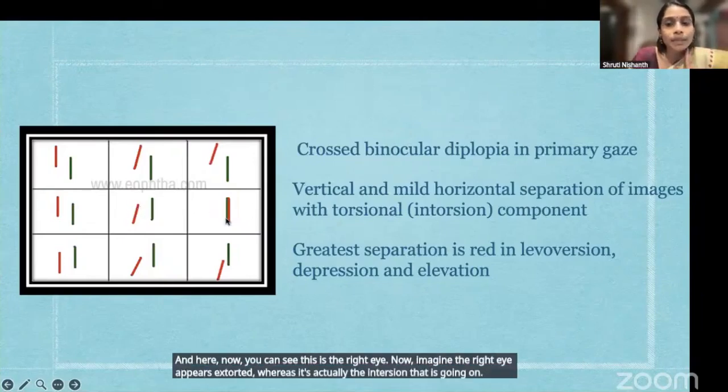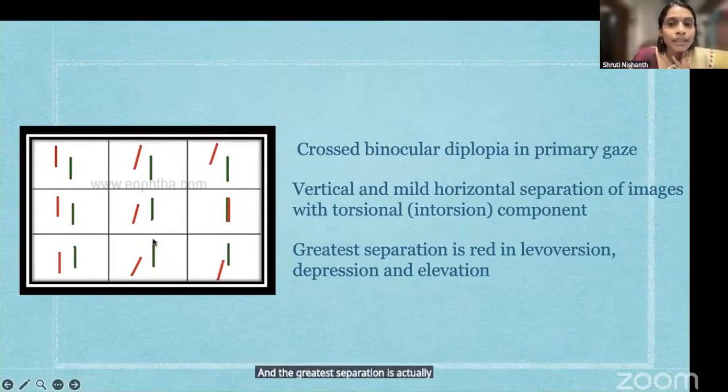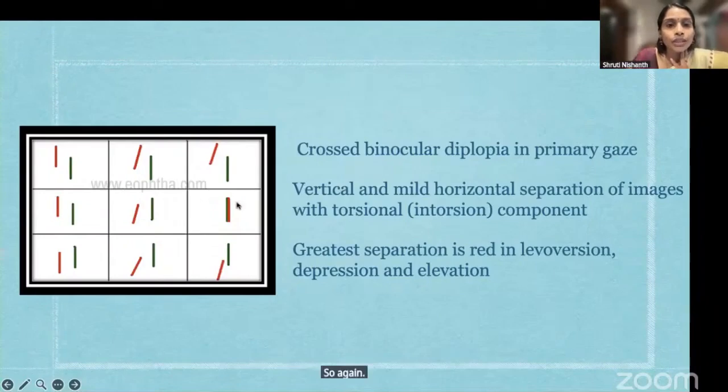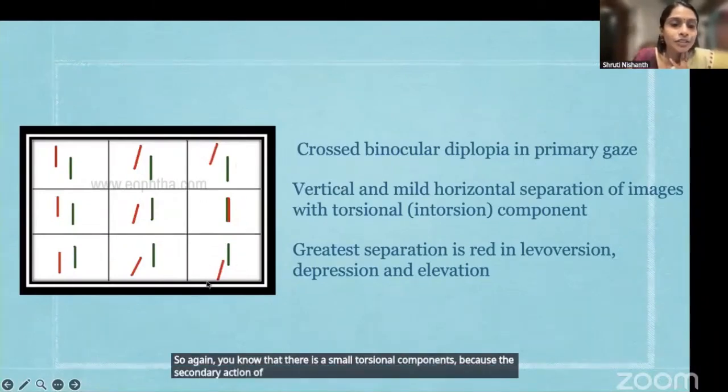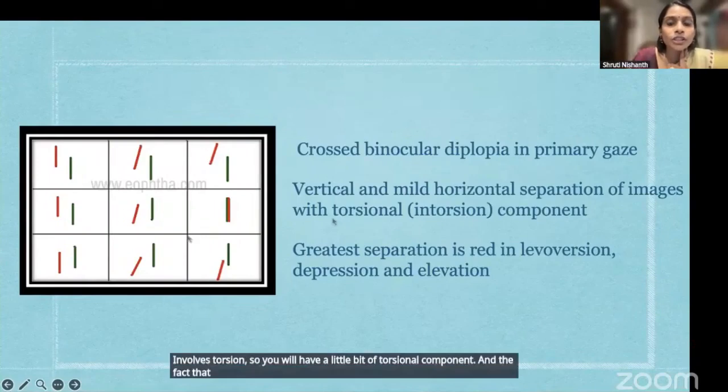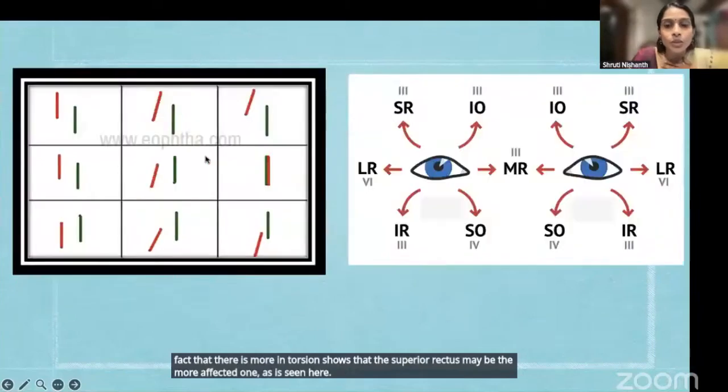And the greatest separation is actually happening in the red area, which is the right eye in levoversion, which is the adduction mode, and elevation and depression. So again, you know that there is a small torsional component because the secondary action of the superior rectus and inferior rectus involves torsion. And the fact that there is more intorsion shows that the superior rectus may be the more affected one, as is seen here. This is a right oculomotor nerve palsy.